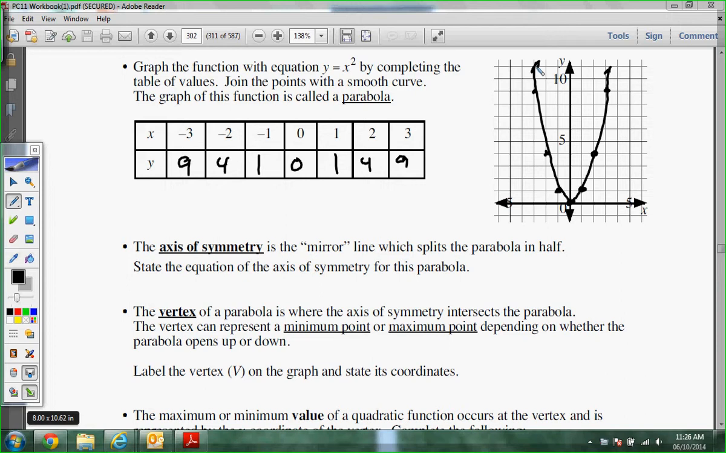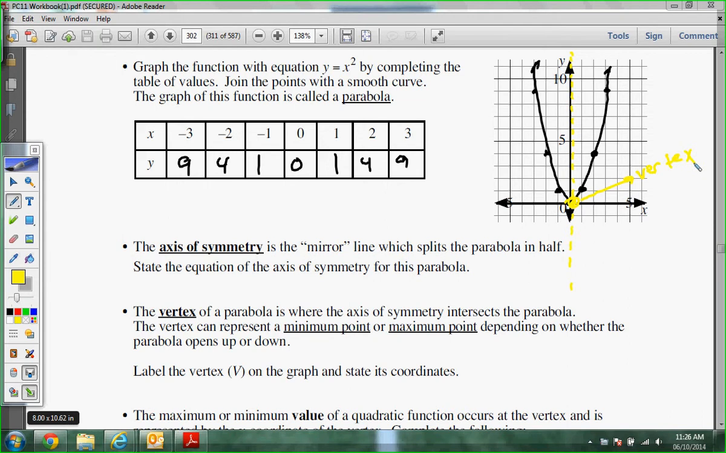This is the axis of symmetry, the mirror line which splits the parabola in half. You can see it right down the middle, the y-axis in this case, is the axis of symmetry. The axis of symmetry is always going to go through your endpoint there, your vertex point. Remember, that's your vertex.